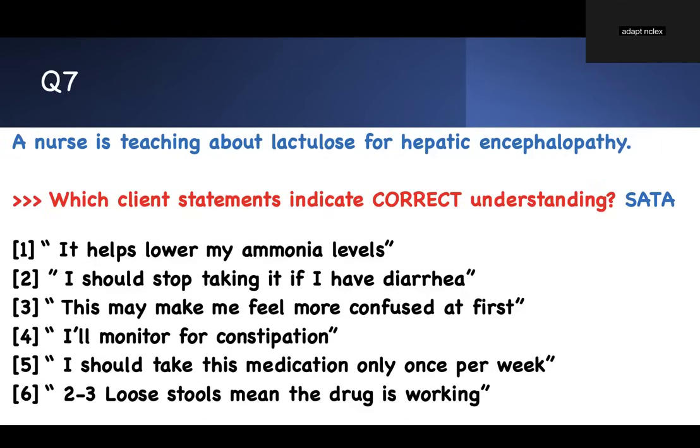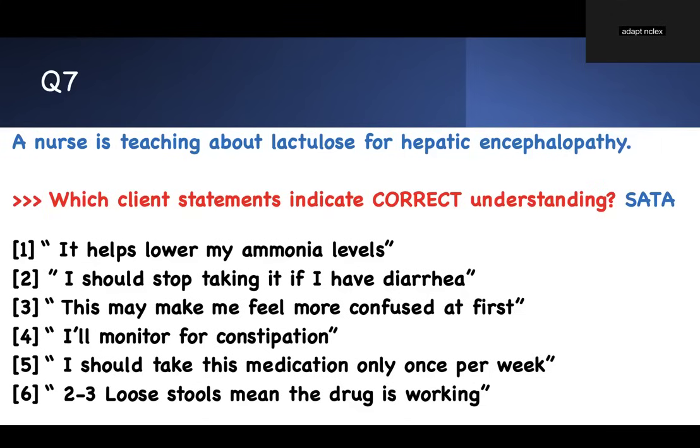So 6 is good. I should take this medication only once a week. No, it's not given once a week. It's titrated to normal stool. I will monitor for constipation. No, it causes diarrhea. This may make me feel more confused at first. It doesn't cause confusion. It helps your confusion to go away.